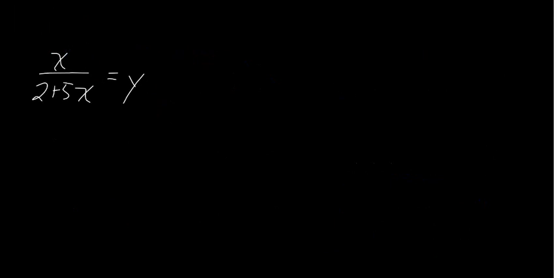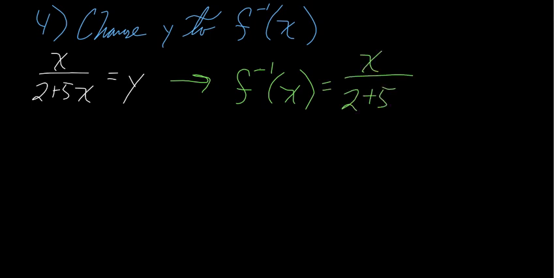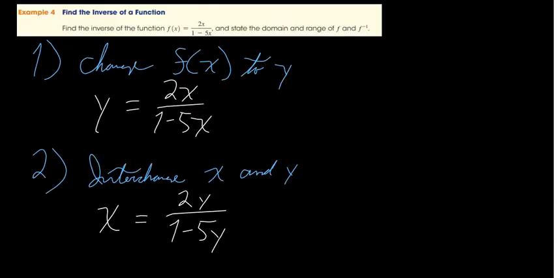Okay, so anyways, step 4, we're going to change y to f inverse of x. So we're going to have f inverse of x is equal to x over 2 plus 5x. Okay, and that's it. We have officially found the inverse function using these 4 steps.